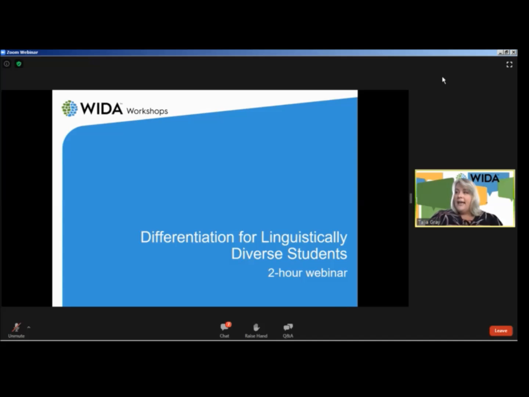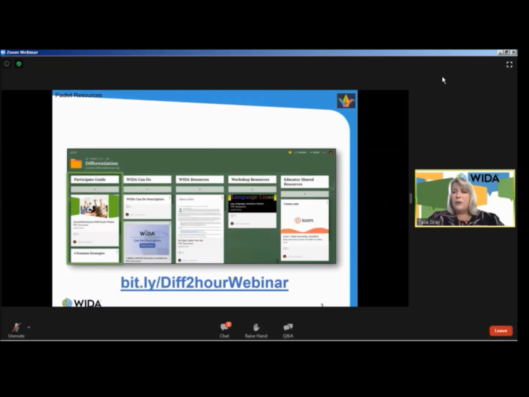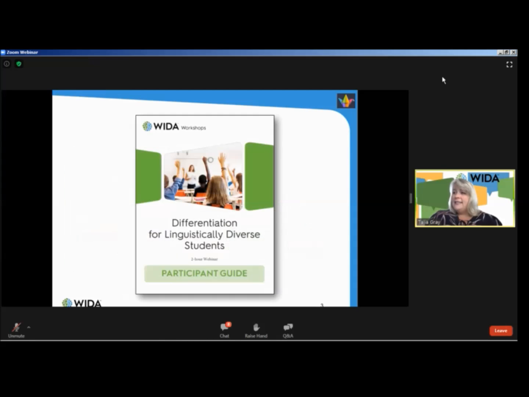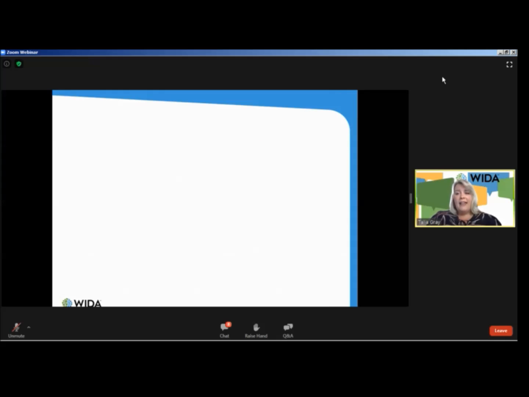With that being said, this is what your Padlet looks like. And you'll see here on the left-hand side that your participant guide is there. If you can go ahead and have that downloaded and pulled up, that would be great. It looks like this. And once you have that, then you should be good to go.